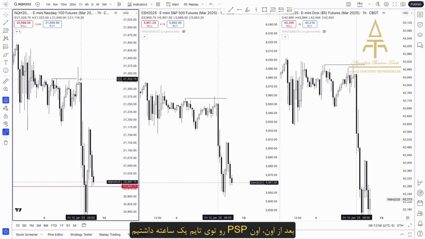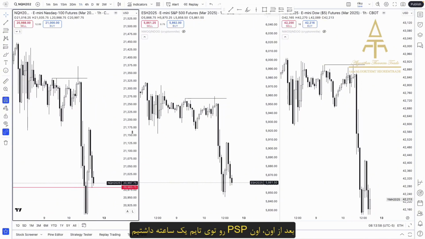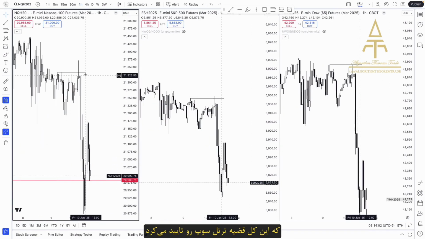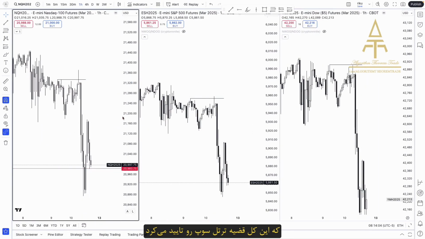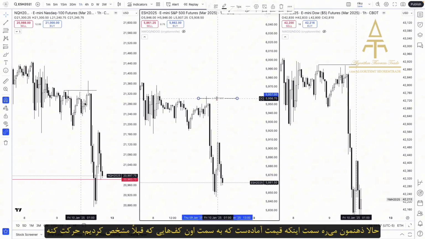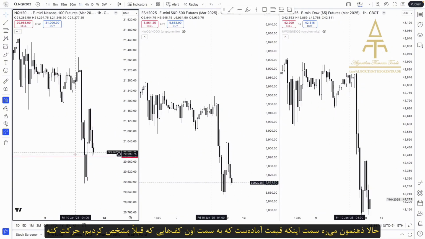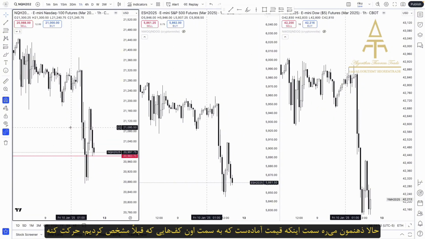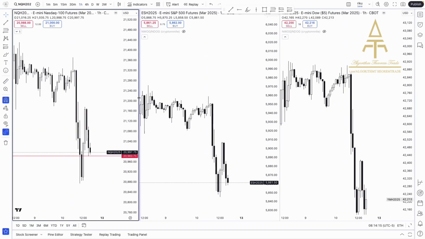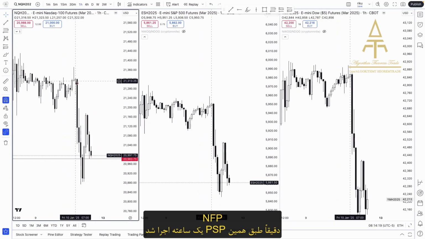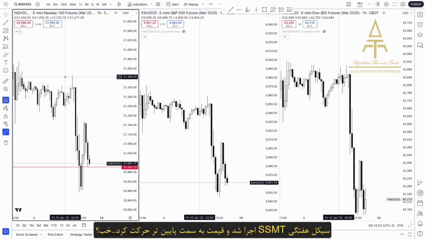Then after this, we had that 1 hour precision swing point, okay? And this was confirming this turtle soup. Alright, so now we're immediately thinking price is ready to move towards these lows that we highlighted earlier. NFP played out following this 1 hour PSP and the weekly cycle sequential SMT and moved lower.